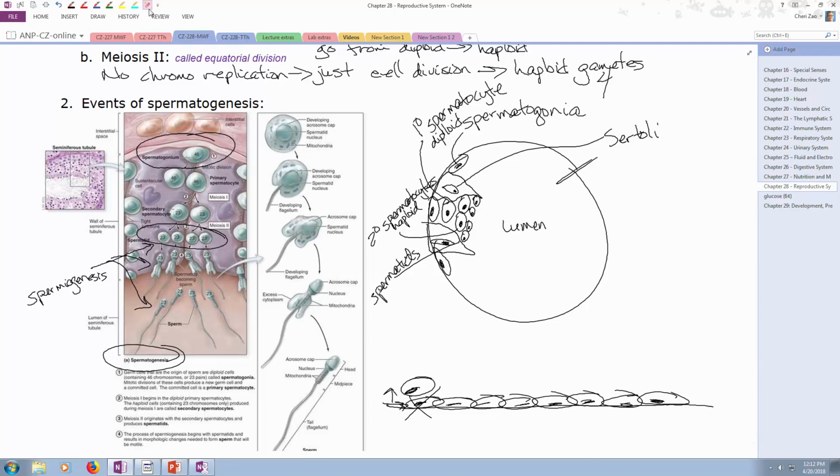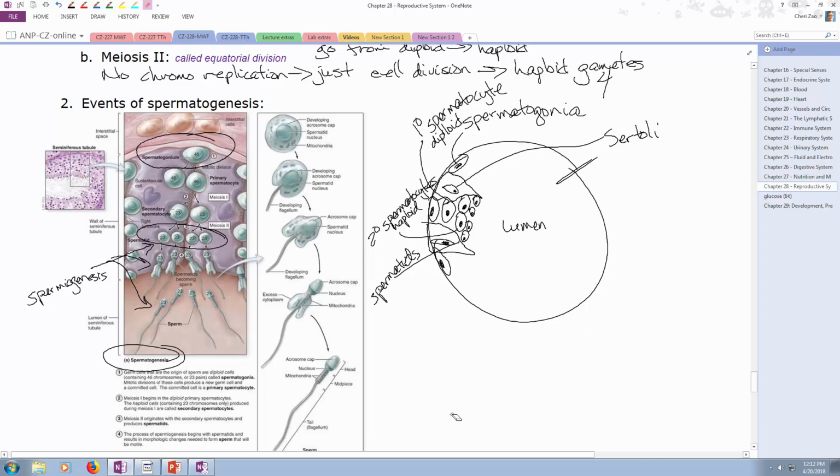I'm going to erase this down here at the bottom so people don't think it's an important part of our topic. It was just used as an example.